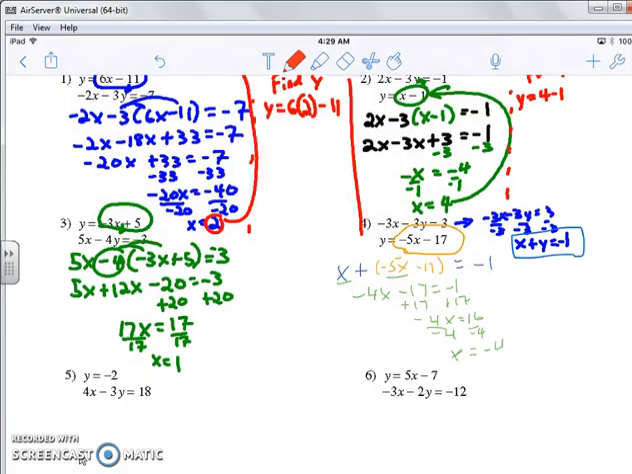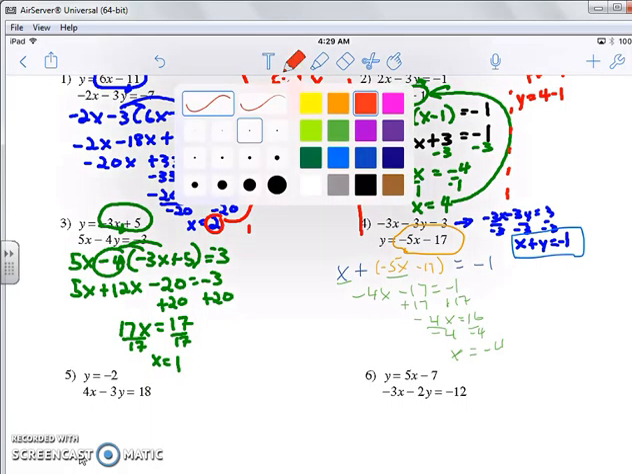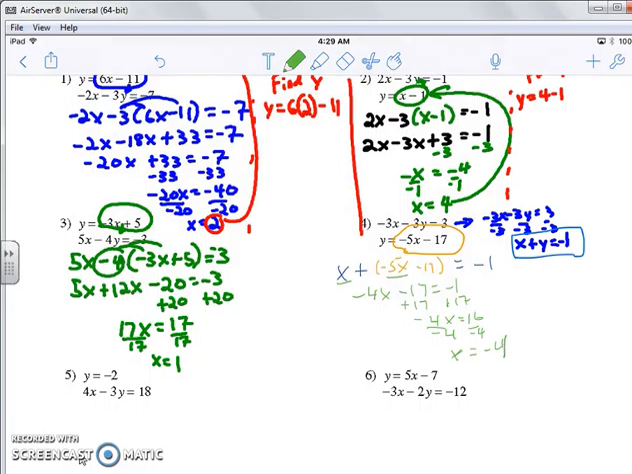So now we're going to plug in this one. Whichever one you plug in is not a big deal. They're both relatively similar. Now we have been plugging into the y equals equation, so we'll do that. Y equals -5 times -4 minus 17. Negative times a negative is a positive, so y equals 20 minus 17. So y equals 3. That means the ordered pair for this is going to be -4, 3.